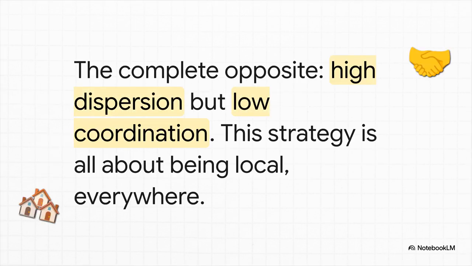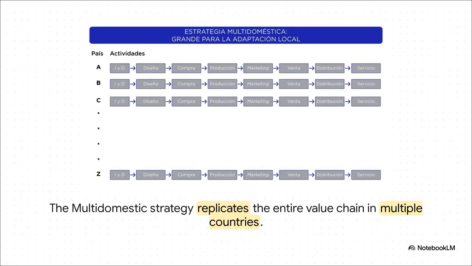All right, now let's flip the script completely and look at the polar opposite, the multi-domestic model. This strategy goes all in on high dispersion but keeps the coordination low. It's all about being local everywhere. I mean, just look at this diagram. Instead of one central hub, the company literally clones its entire operation in each key market. Country A, Country B, Country C. Each one is basically its own little self-contained business, designed to perfectly serve its own local customers.